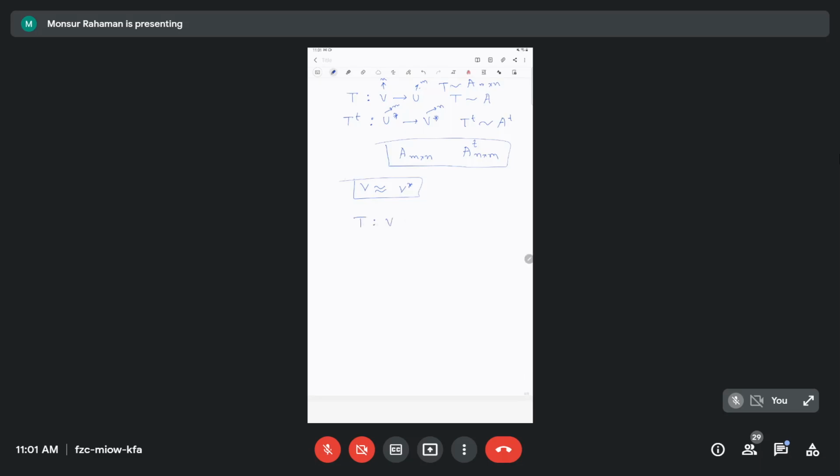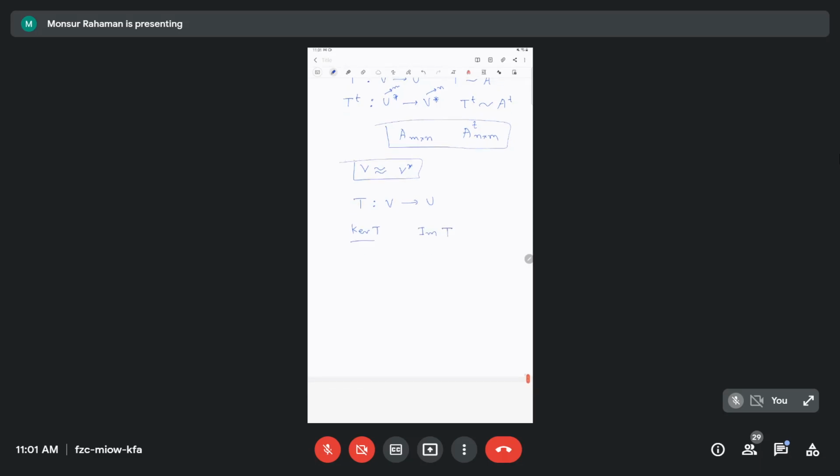Suppose T is a linear transformation from V to U. There are two very important subspaces of V and U defined as ker T and image of T. Ker T is a subspace of V, and image T will be a subspace of U.